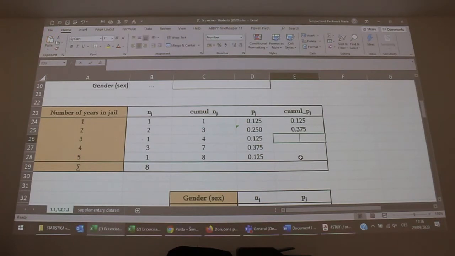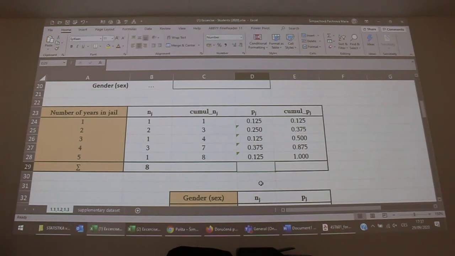And you can continue: equal sign, previous cumulative value plus value of relative frequency on the same row, enter. And you can continue: equal sign, previous value in this column plus the value on the same row in the column of relative frequencies. And finally equal sign, previous value plus this value on the same row, enter.